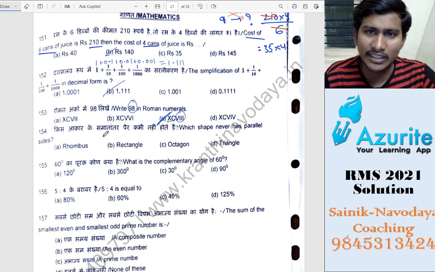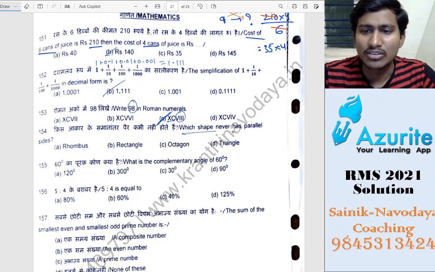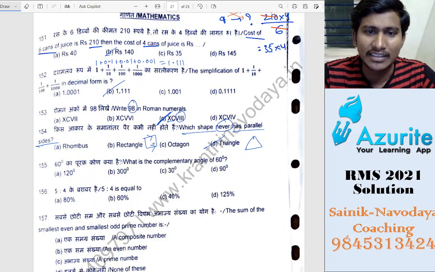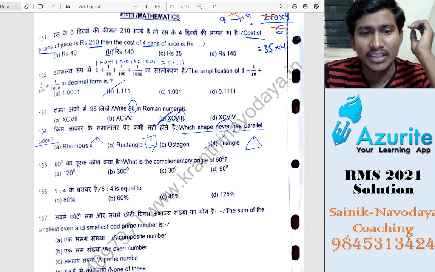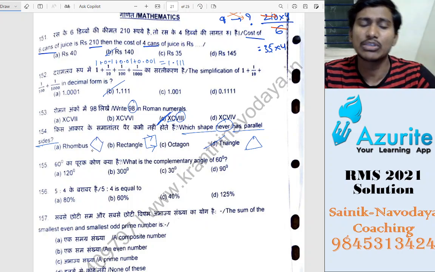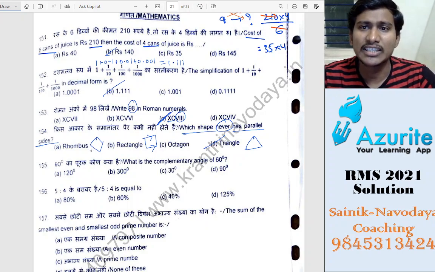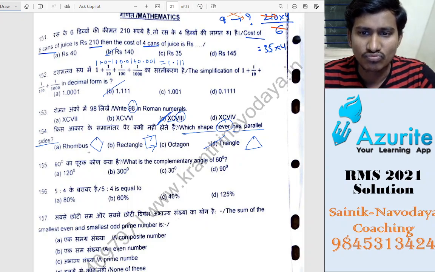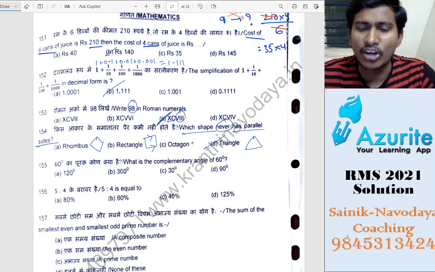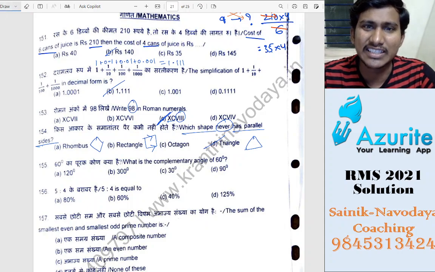Okay, I am doing directly now. Which shape never has parallel sides? Triangle, because a triangle looks like this, right? A rectangle looks like this, and these sides are parallel. A rhombus is like this, these will be parallel, all sides will be equal and opposite sides will be parallel. So a triangle will not have parallel sides. An octagon means 8 sides, and 8 sides may have parallel lines. So the shape that never has them is the triangle, because it only has 3 sides.